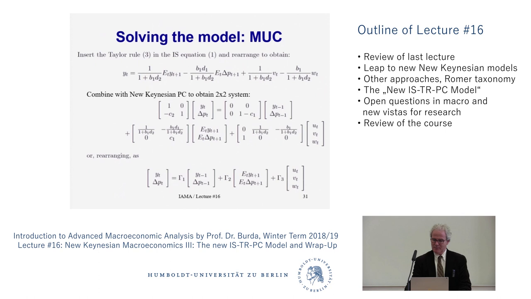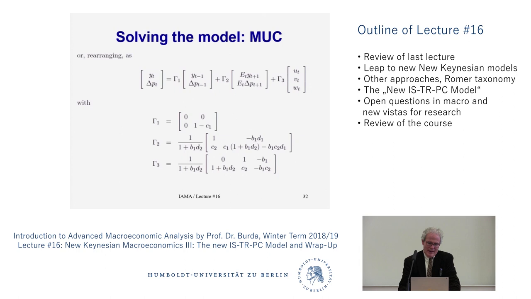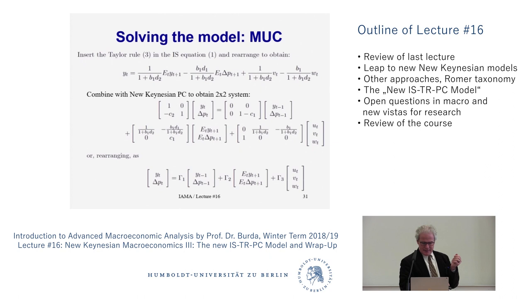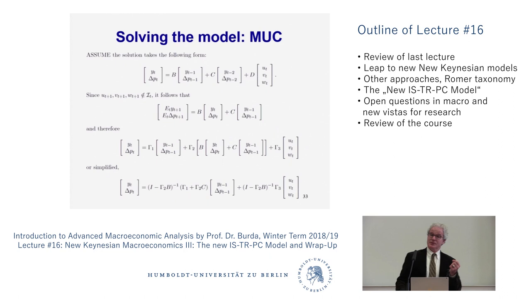So after rearranging this, we can actually use the method of undetermined coefficients to solve, because to solve this model, we need to find out what gamma, gamma 1, gamma 2, and gamma 3 actually are. They're going to depend on the deep parameters that we had before: A1, C2, C1, B1, etc. I'm going to assume that the solution takes that form.